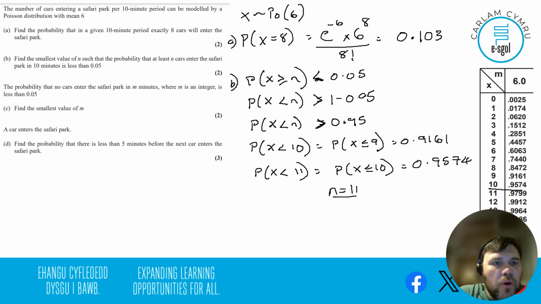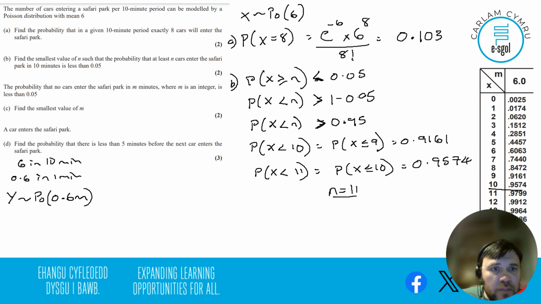Then it goes on: the probability that no cars enter the safari park in m minutes, where m is an integer, is less than 0.05. Again, find the smallest value of m. If we have a look at the top here, we were given the mean value in a 10-minute interval, so we want to find the number of m minutes. We need to work out what this is in terms of minutes. If it's 6 in 10 minutes, it's got to be 0.6 in 1 minute. So we're going to say y belongs to a Poisson distribution of 0.6m.